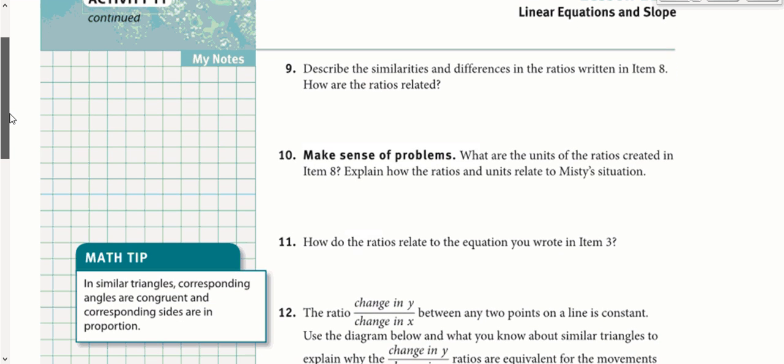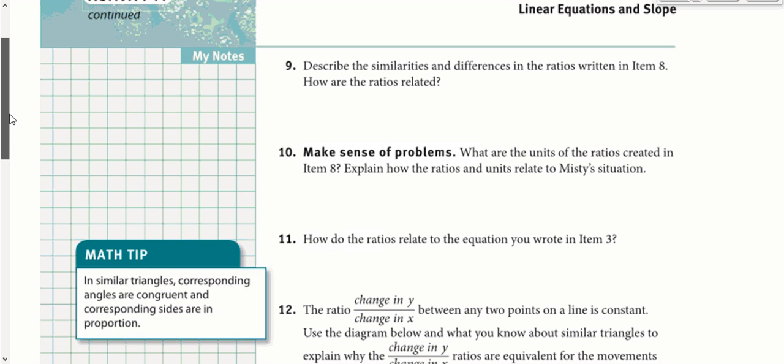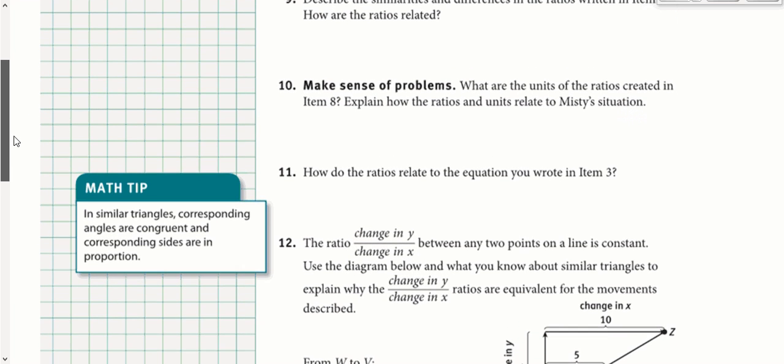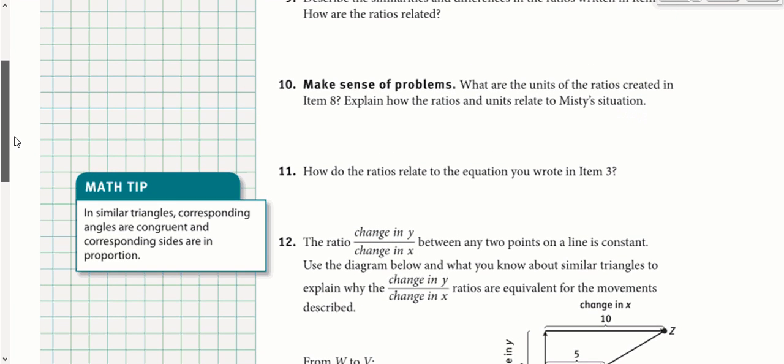Looking here at number 9, describe the similarities and differences in the ratios. Okay, you can do that after answering those problems. Number 10, make sense of the problems. What are the units of ratios created in item 8? Explain how the ratios and units relate to Misty's situation.